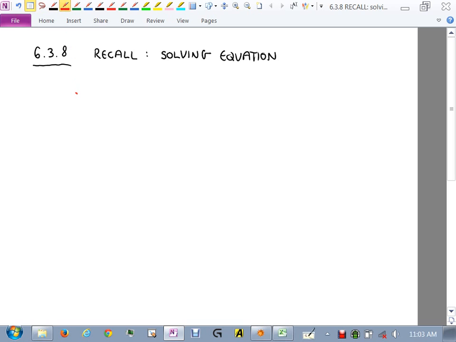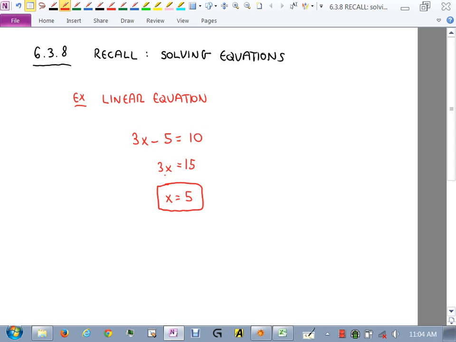So as an example, what we would call a linear equation would be something like this, 3x minus 5 equals 10, right? And here we'd be asked to solve for x. So you'd move the 5 over, right? You'd add 5 to both sides, and you'd get 3x is 15. Then you'd divide both sides by 3, and you would get 5, right? And we would have the solution to the equation. And then we move on, and we can do other types of equations.